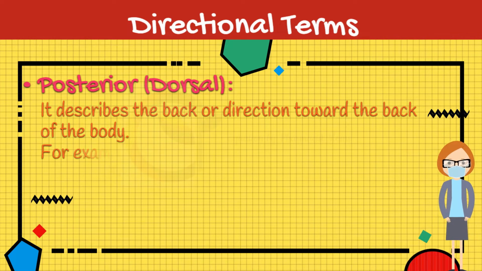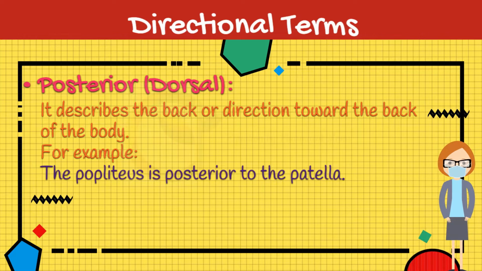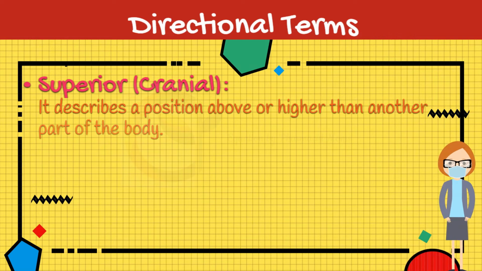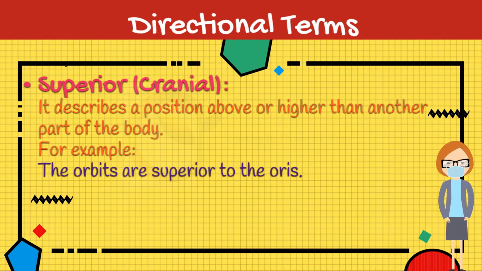Posterior or dorsal. It describes the back or direction toward the back of the body. For example, the popliteus is posterior to the patella. Superior or cranial. It describes a position above or higher than another part of the body. For example, the orbits are superior to the oris.